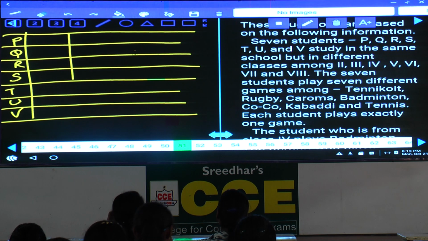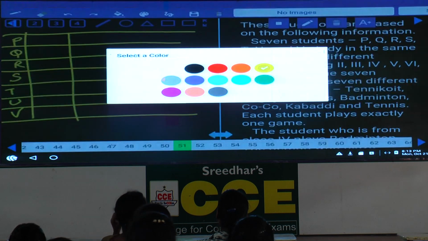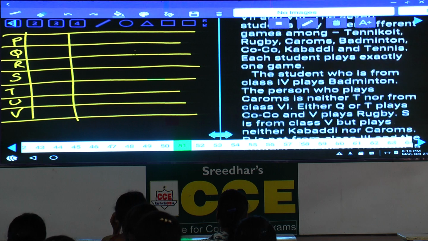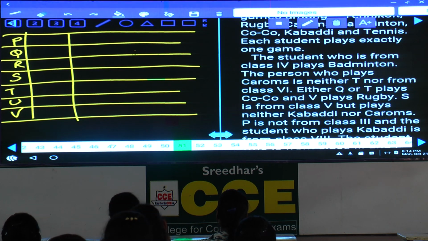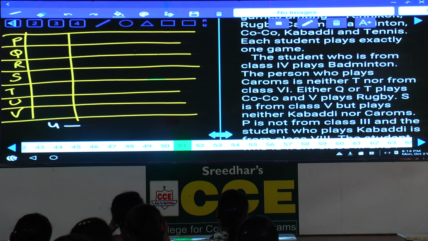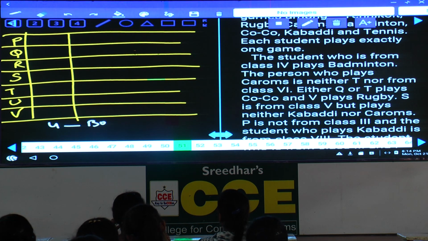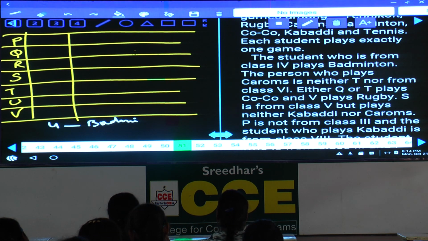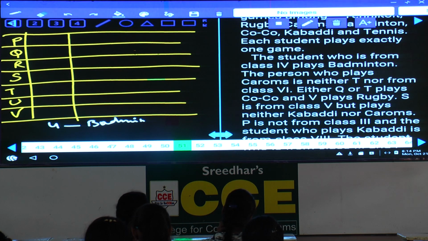Now first one is class and the next one is the game. The student who is from class 4 plays badminton. As of now we do not know who is from class 4, and whoever that person is must play badminton. Hence as of now there are 7 different possibilities for this class 4 in badminton. As it is not possible to represent that one, we are representing this one below the class and below the game.